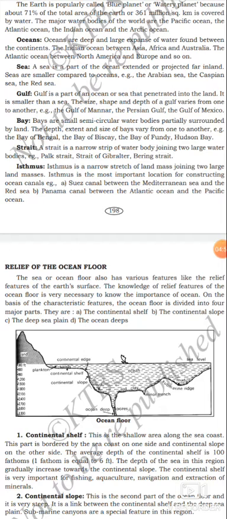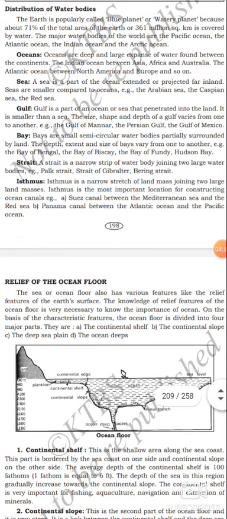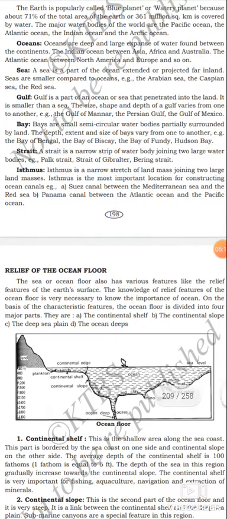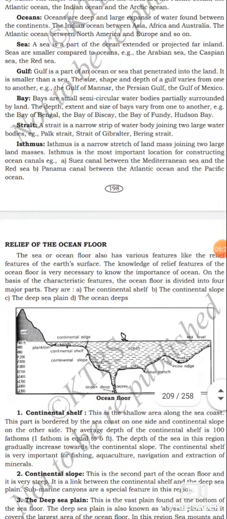Strait. A strait is a narrow strip of water body joining two large water bodies. Example, Palk Strait, Strait of Gibraltar, Bering Strait, etc. Strait means what? A strait is a narrow strip of water body joining two large water bodies. These are called strait.